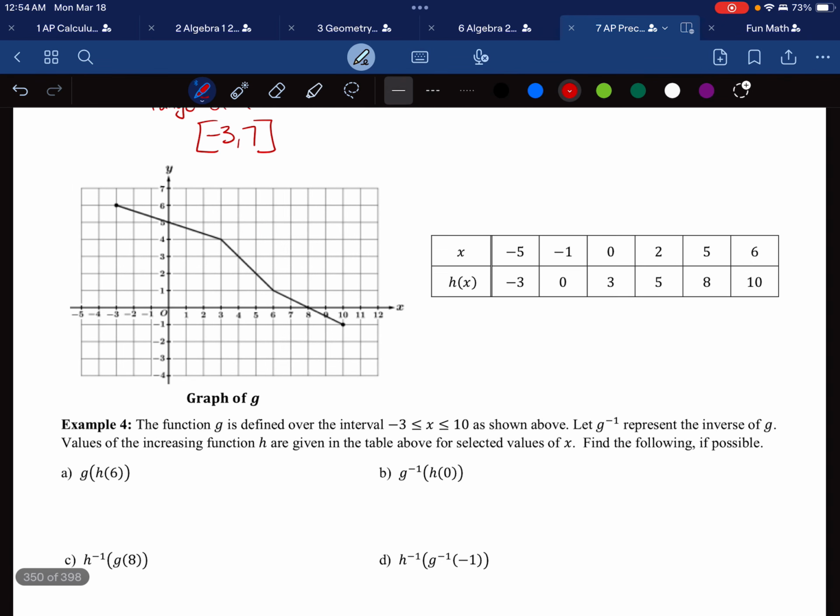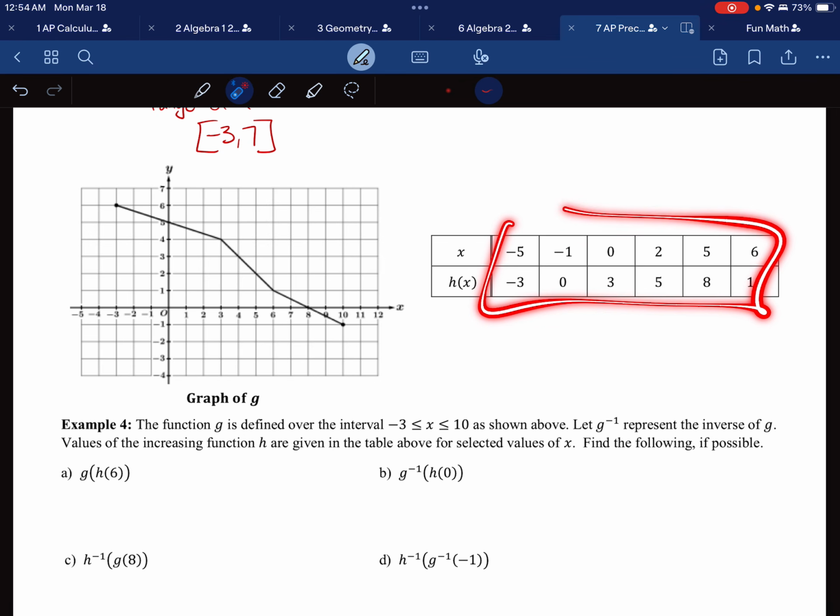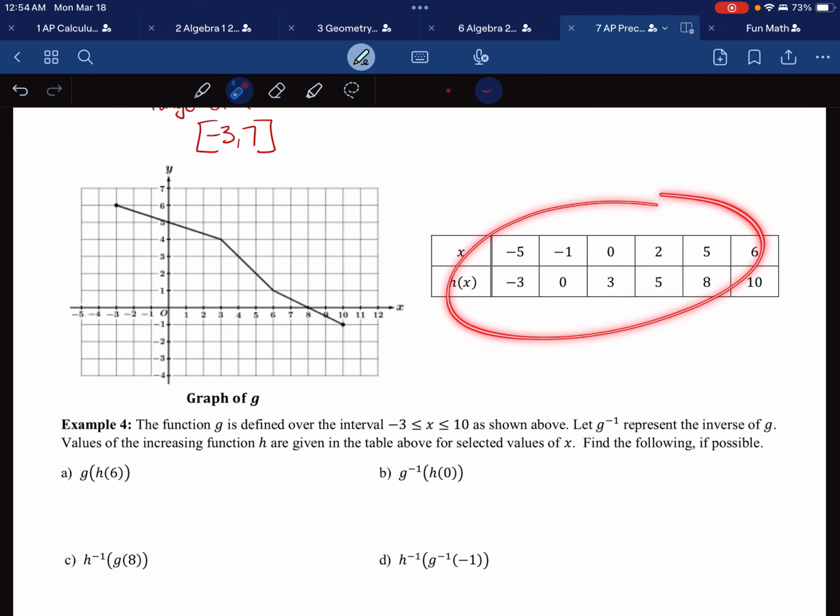All right, in example 4, we have all of that. And I'm not going to graph the inverse here, or make a table of g inverse of x. I'm just going to use knowledge to go as fast as possible. You should be trying to do the same.